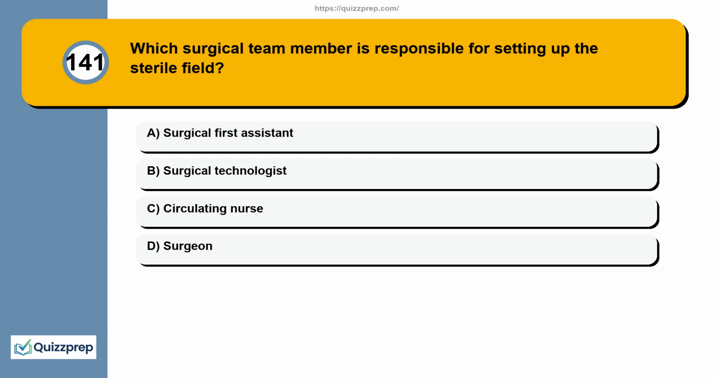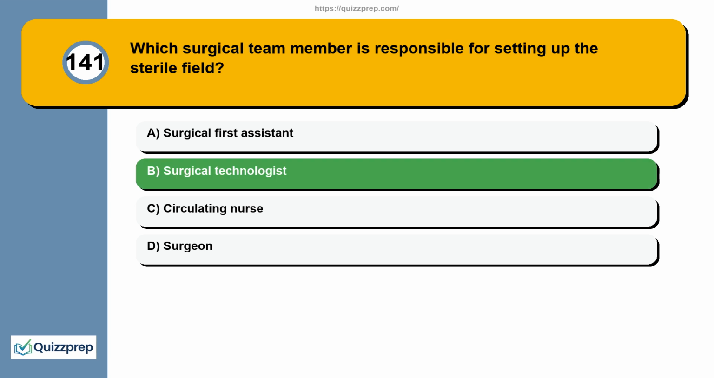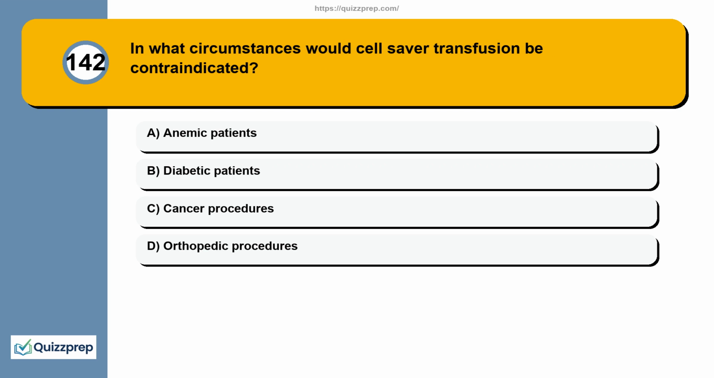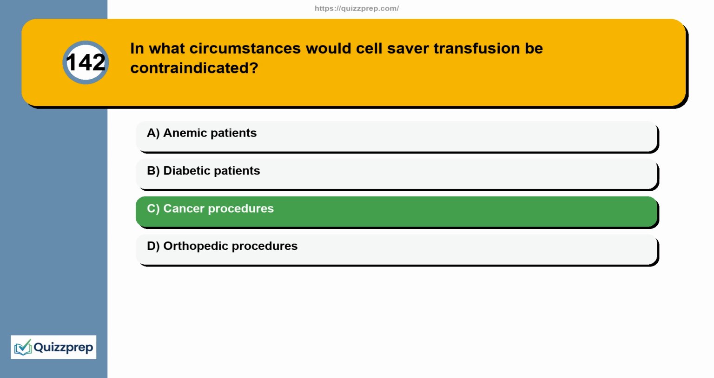Question 141. Which surgical team member is responsible for setting up the sterile field? Option A, surgical first assistant, option B, surgical technologist, option C, circulating nurse, option D, surgeon. The correct answer is option B, surgical technologist. Question 142. In what circumstances would cell saver transfusion be contraindicated? Option A, anemic patients, option B, diabetic patients, option C, cancer procedures, option D, orthopedic procedures. The correct answer is option C, cancer procedures.